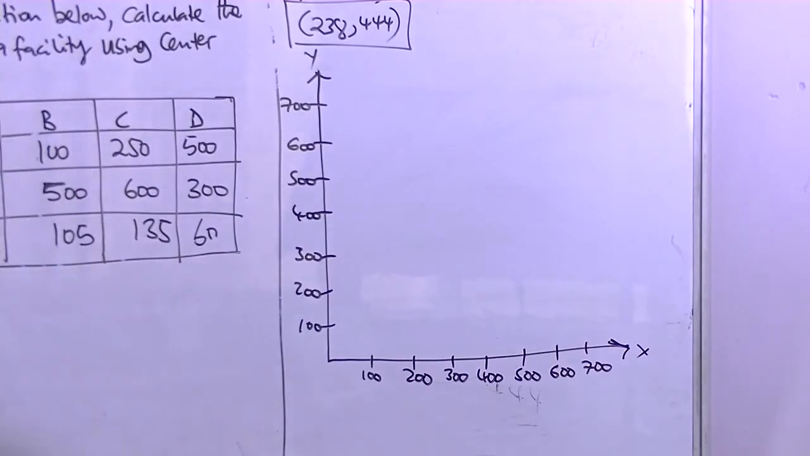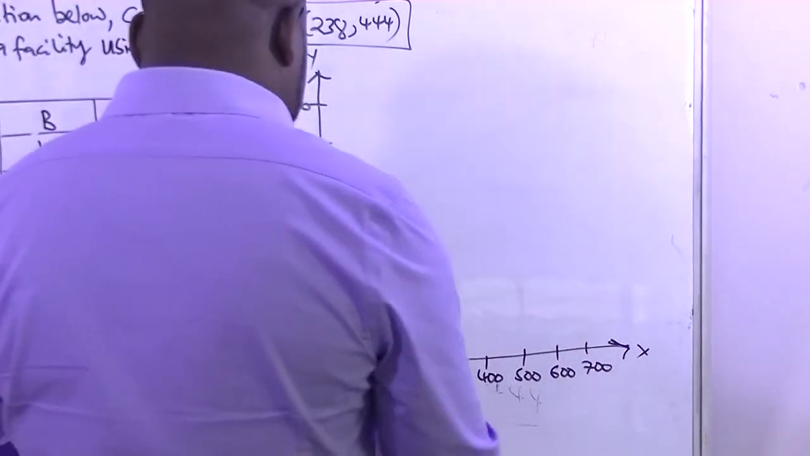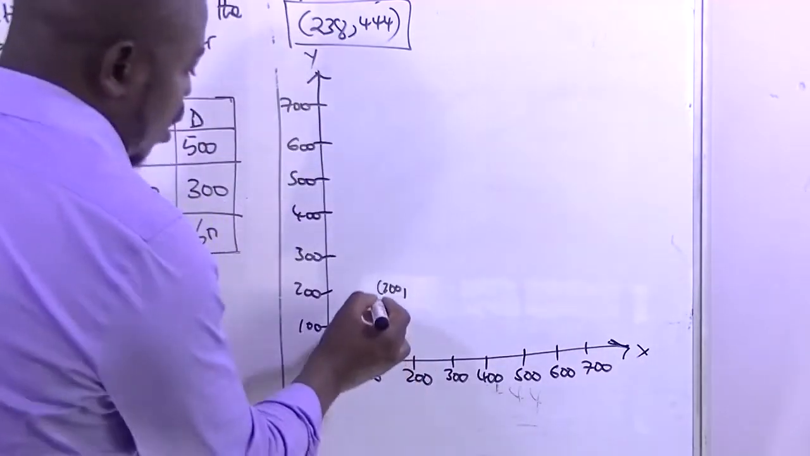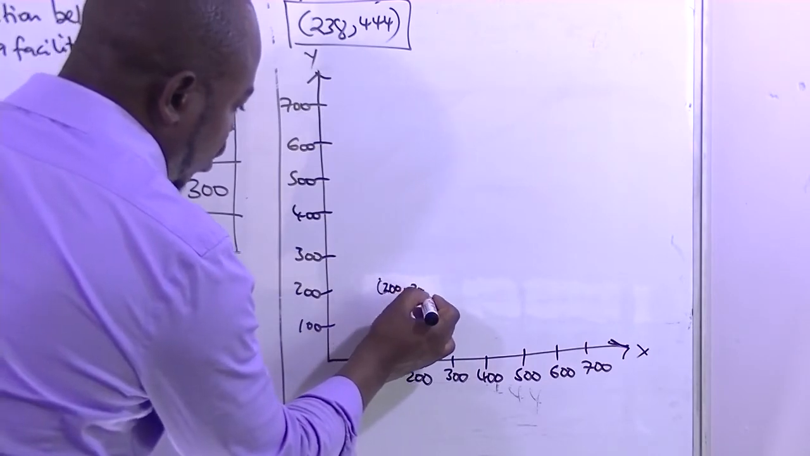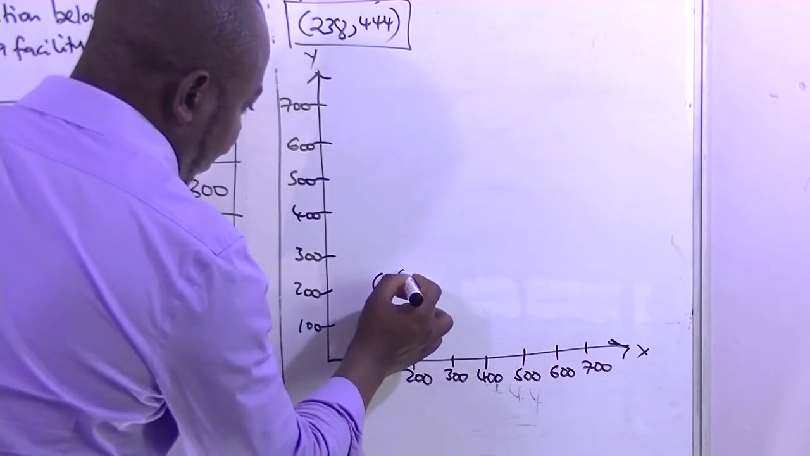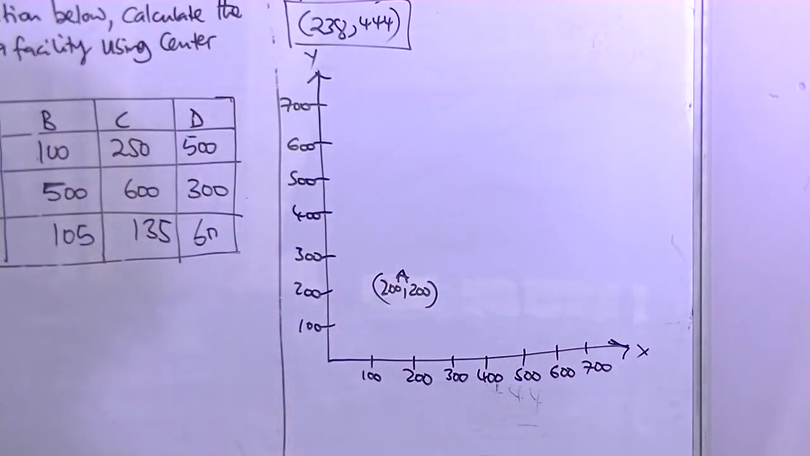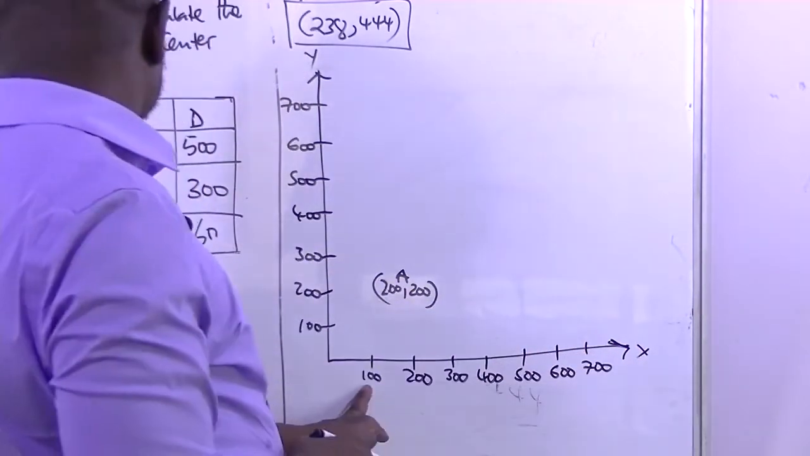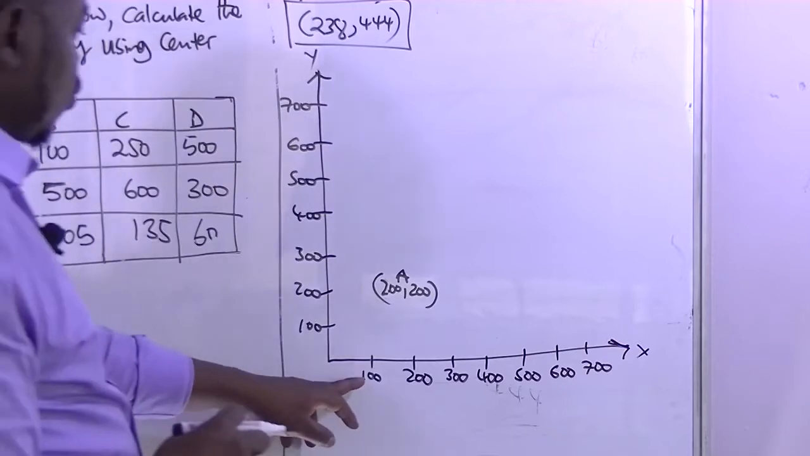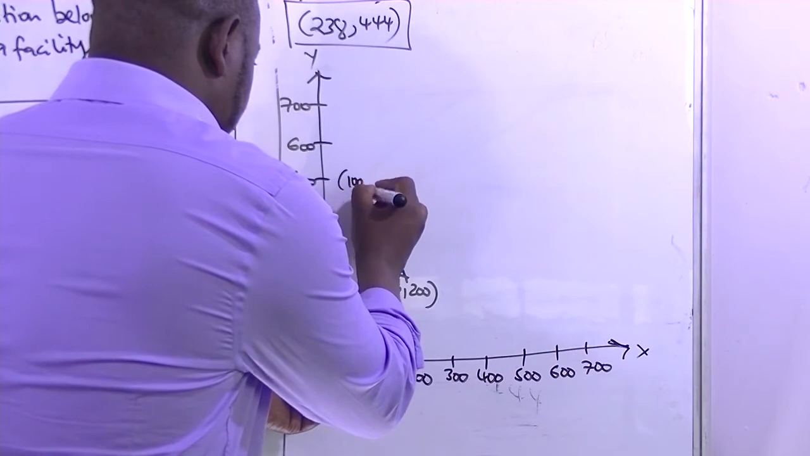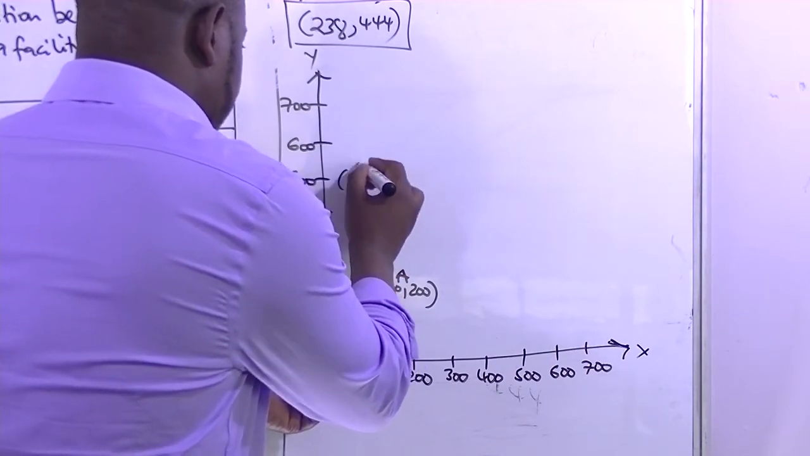Let's plot for A, 200, 200. So where is A? 200 is here, 200. This is where A is situated. B, the X is 100, the Y is 500. This is X, the X is 100, and the Y is 500. So 100 against 500 is here. This is B.